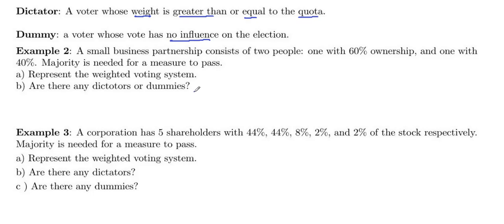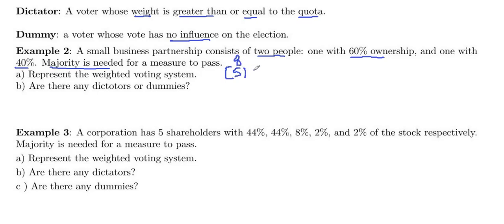So let's look at some examples here, and it'll make this a little clearer. We've got a small business partnership. It has 2 people, 60% ownership for one, and 40% for the other. And a majority is needed for a measure to pass. First, we want to represent that weighted voting system. So you first list your quota. 60% plus 40%, that's 60 out of 100, 40 out of 100. So there are 100 votes total. A majority is needed to pass. A majority would be 51. And that's the quota.